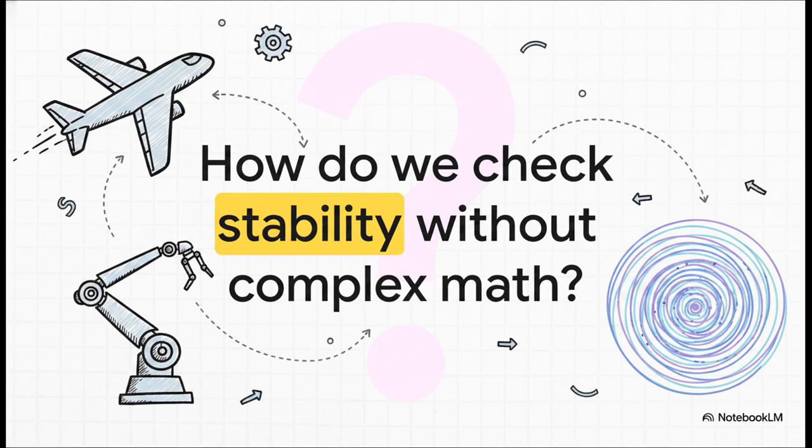But before we get into the heavy math, I want you to think about a highly practical question. How does an engineer actually know for sure that a complex aircraft autopilot, or say a high-speed industrial robotic arm, isn't going to just violently spin out of control the exact second it's turned on? Solving massive differential equations for every single possible operating condition? Yeah, that's incredibly tedious and honestly sometimes impossible. We need a shortcut. We need a visual fingerprint of the system's behavior.